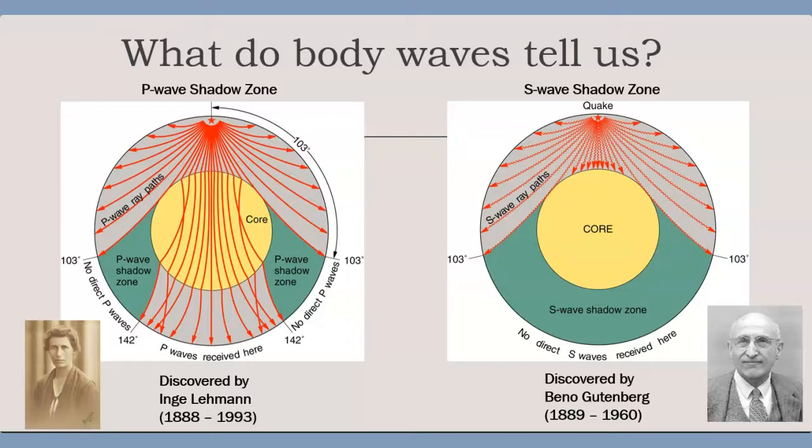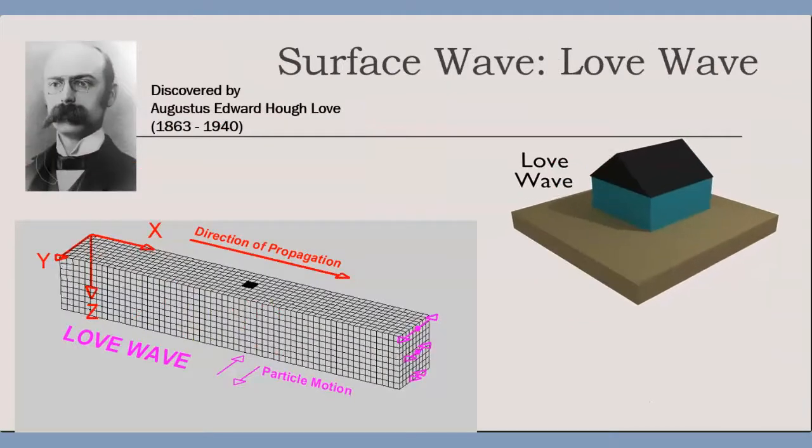The S wave shadow zone is so large because the S waves that emanate from the focus and travel to the Earth are completely absorbed by the outer core, which therefore should be liquid because S waves do not travel through liquid. The core mantle boundary became known as the Gutenberg discontinuity. But we aren't done yet.